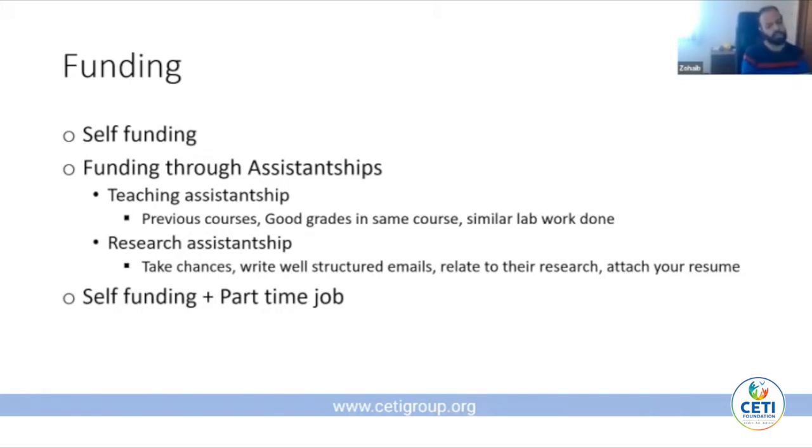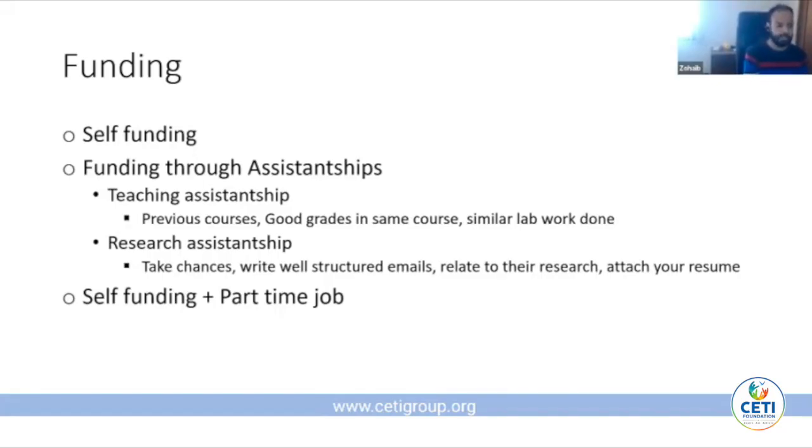Even if you are in a course-based program, sometimes you can also apply for assistantship through a department. Some of the assistantship options are teaching assistantship. The requirement for that is you need to have done previous courses related to that teaching assistantship. For example, if you are a TA for an undergraduate course on analog electronics, a second year undergrad course, which is in a US university, you should have taken courses in that. You should have good grades in similar courses. You should have done lab work for that course. And then you should indicate that in your application that I want to apply for teaching assistantship, even though I am applying for a course-based master.